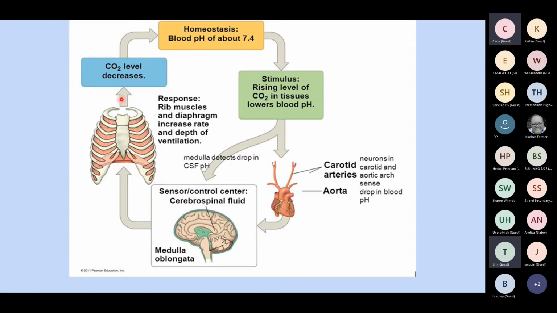Carbon dioxide levels increase, they will never decrease. If they decrease, we breathe out. So the increase will be the imbalance. The stimulus will go to the medulla oblongata and the aorta, the heart. You must be able to explain what happens in the medulla oblongata and the aorta, and the response.